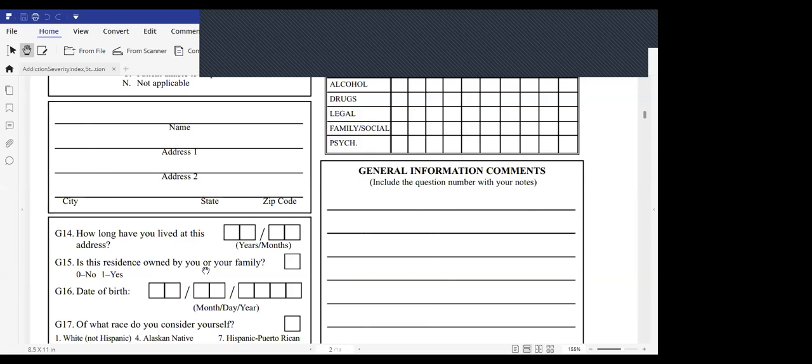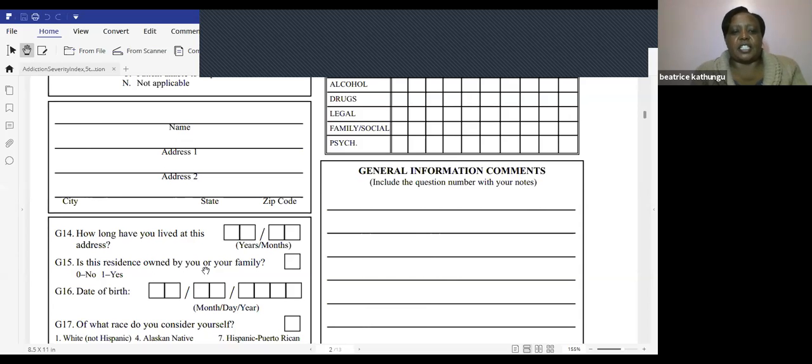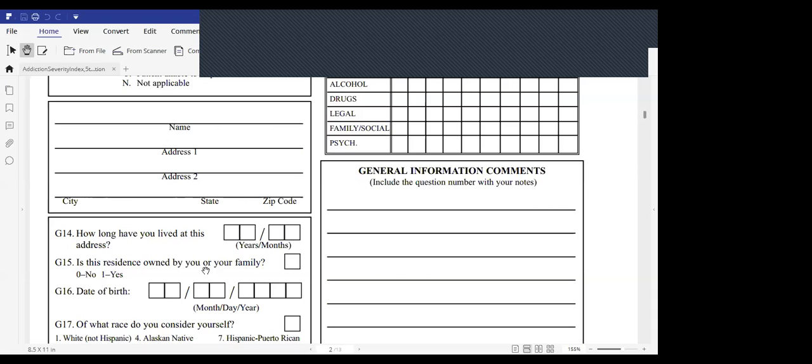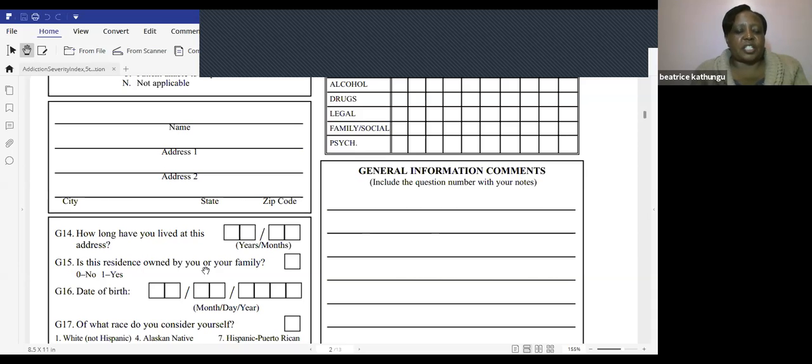Okay, for G15, we put 0. Thank you. So we put 0. I hope you heard me. Yes, I did. Thank you very much. So we put 0 because the residence is not owned by George or his family. So the answer was no. If the residence was owned by George or by the family, we would have put 1 for yes. Then next, I'm going to ask George G16.